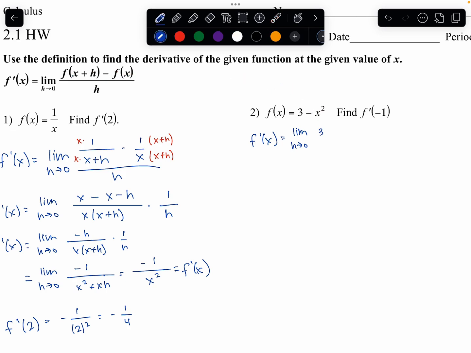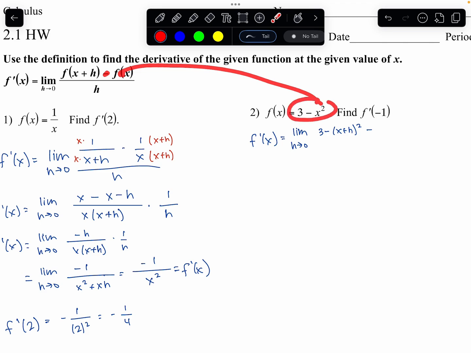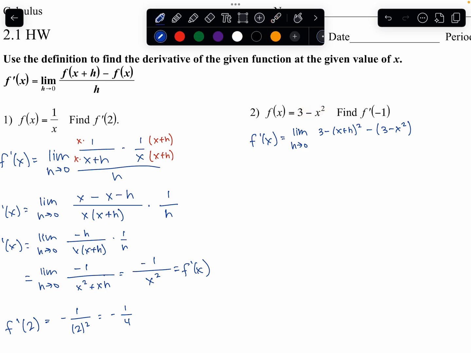So 3 minus (x plus h) squared, minus, so we got the minus part right here, minus f of x, which is the function. Make sure to put this in parentheses, because either put it in parentheses right now or you need to distribute because there are multiple terms right here. And then all divided by h. So again, we have f of x plus h, we have f of x, and we have h right here. h is in the denominator, that's the problem. So we have to expand this, we have to simplify, somehow get rid of that h right there.